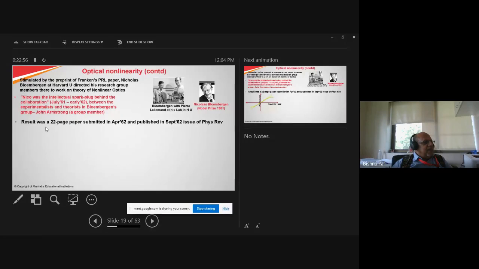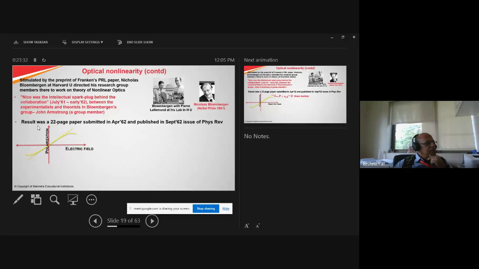That study resulted in a 22-page paper submitted in April 62 to Physical Review, and it was published in the September 62 issue of Physical Review. You see, things are happening very quickly. 1960 was Maiman's discovery of the ruby laser, followed in 61 by some theoretical ideas about phase matching and so on, and then more observations, which drove the development of a theory behind it, and that led to this particular publication in the September 62 issue of Physical Review.